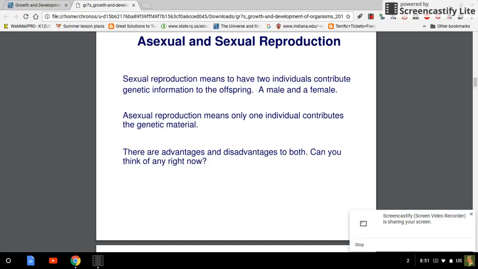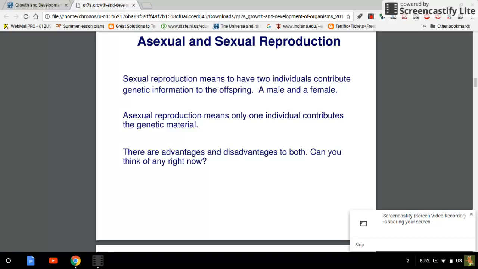So there's two different types of reproduction, asexual and sexual. The prefix a means not. So underline the prefix a and write equals not. Sexual reproduction means to have two individuals contribute to the genetic information of the offspring. So it's a male and a female in sexual reproduction. In asexual reproduction, there's only one individual that contributes the genetic material. So that means in asexual reproduction, the offspring is 100% like the original or the adult that gave the genetic information.